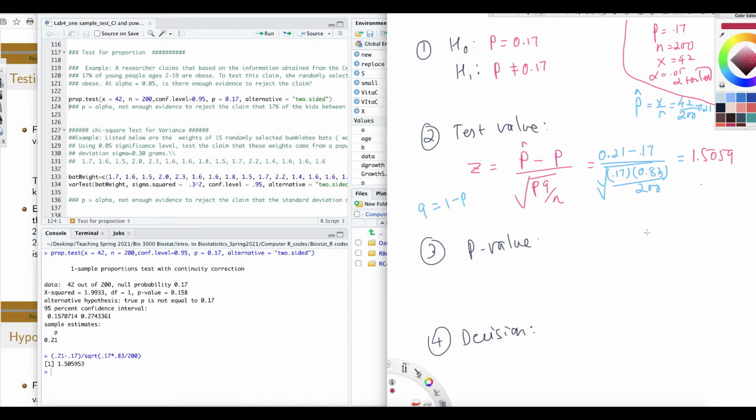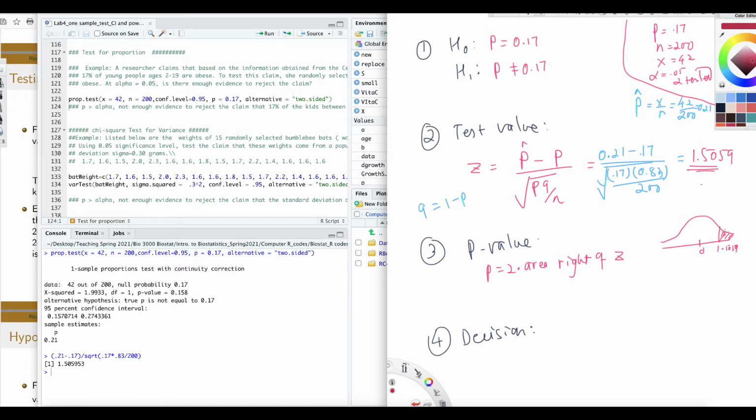So this is a two-tailed test and this value is positive, so it is on the right side. So the p-value is p equals 2 times the area to the right of the test value z. That means you will do 2 times the area to the right of that. So how do I find the area to the right of this? See, how do I find that area to the right?